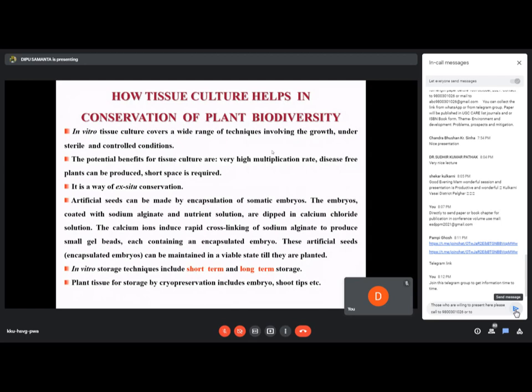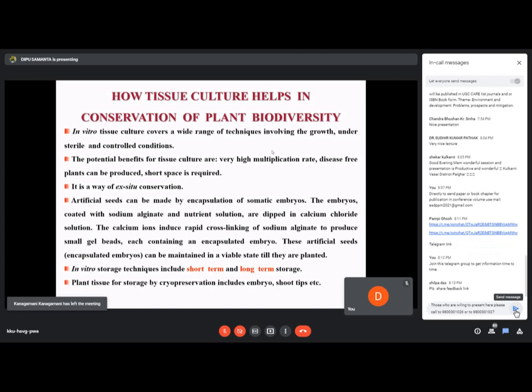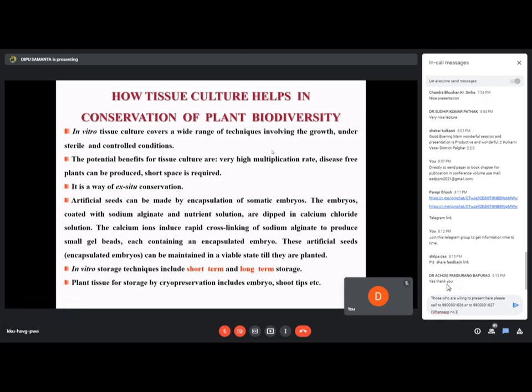Artificial seeds can be made by encapsulation of somatic embryos. The embryos coated with sodium alginate and nutrient solution are dipped in calcium chloride solution, where, as I have already mentioned, a cross-linking is formed. These artificial seeds, that is, the encapsulated embryos, can be maintained for a longer time. In vitro storage techniques include short-term techniques or long-term storage techniques. Plant tissue can be stored by the cryopreservation method also.